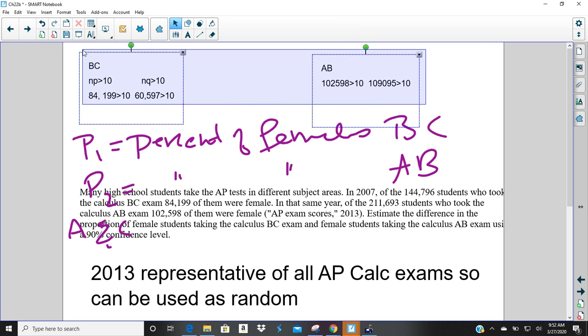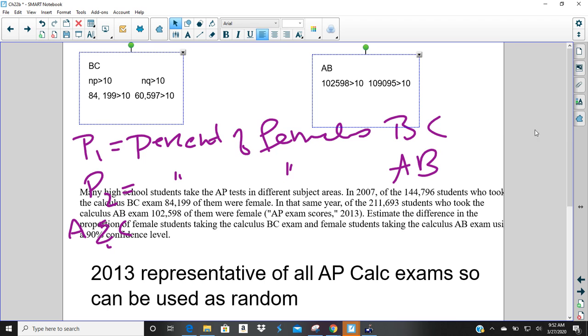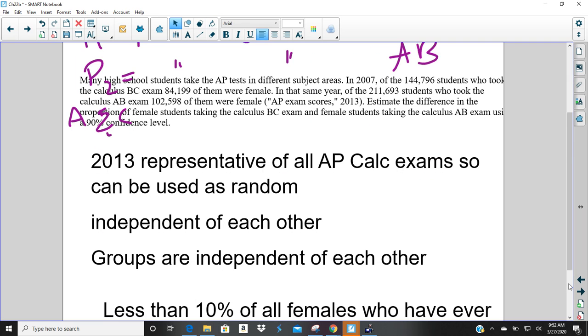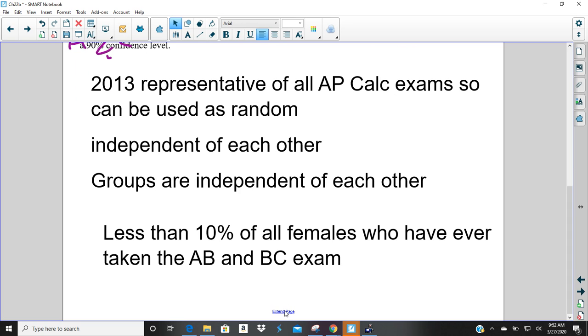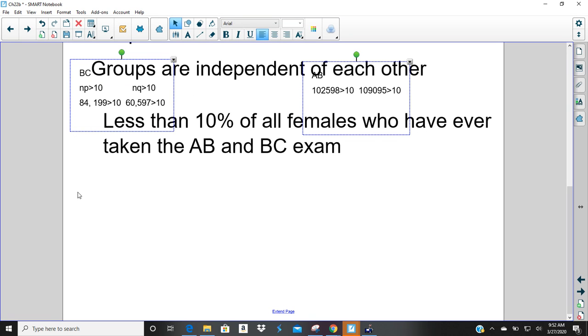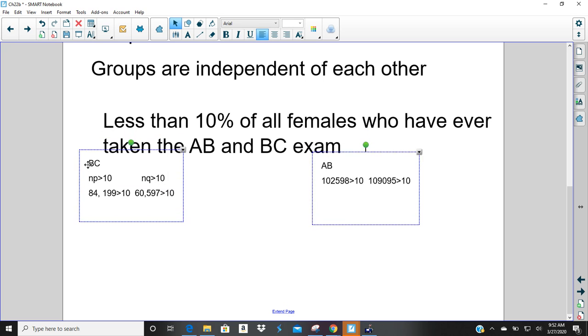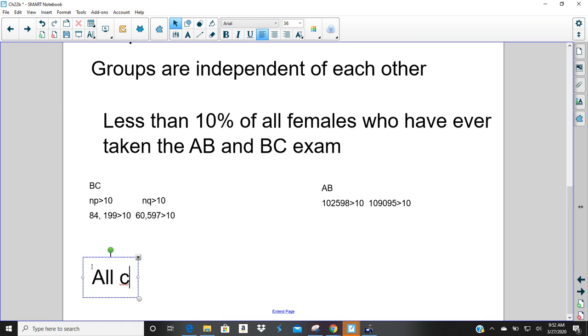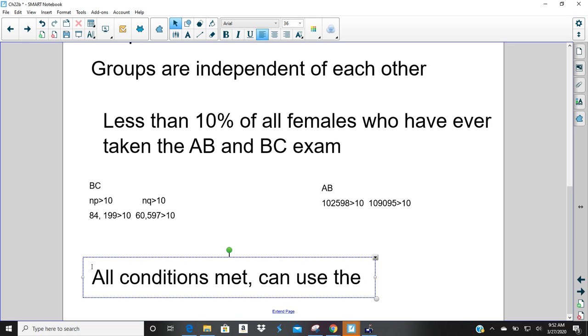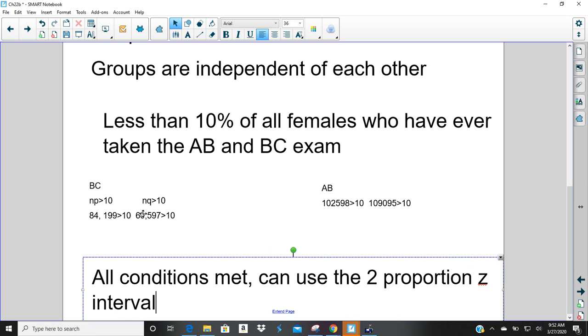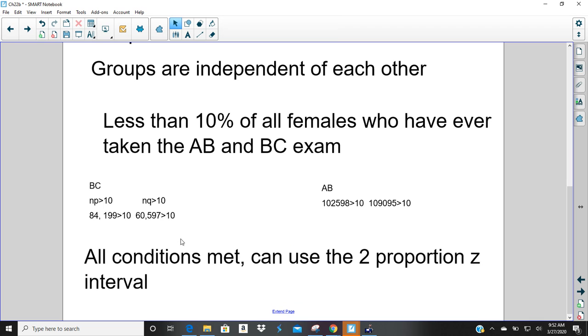So let me bring this down here. If anyone said this was easy, doing this on a computer instead of doing it on the smart board, it is not. All conditions met. We can use the 2 proportion z interval. Okay, so let's go ahead and do that. So that's all we would do there.